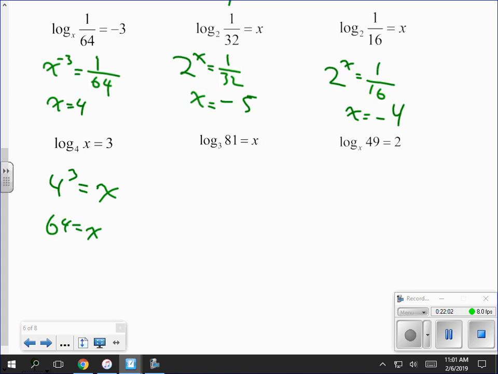Log base 3 of 81 is x. 3 to the x is 81. 3 to what power is 81? 4th power. 3, 9, 27, 81. And then this one, log base x of 49 is 2, so that means x squared equals 49. So x equals 7, because 7 squared is 49. Questions?